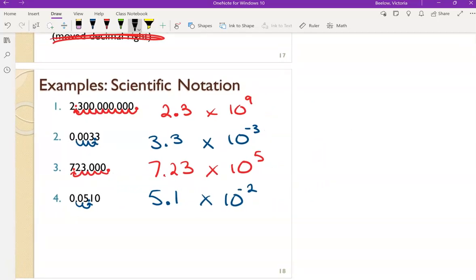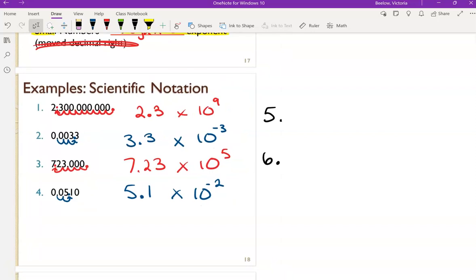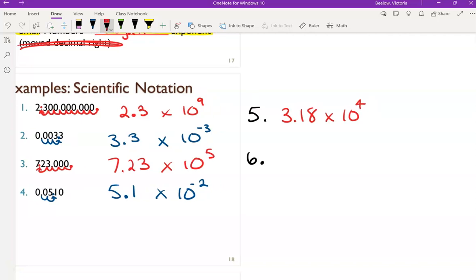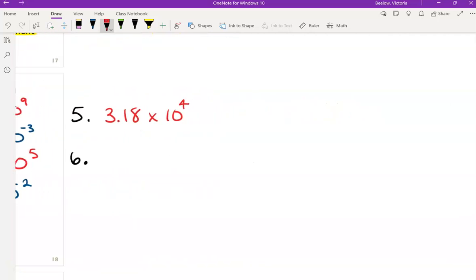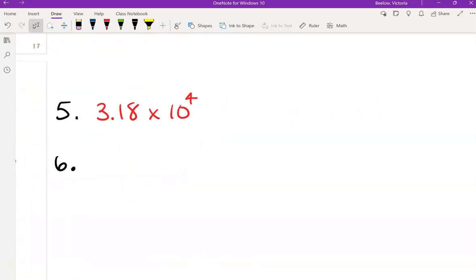I do want to add a couple more example problems here. Okay. So let's say you have something that's already in scientific notation. I'm just going to make up a number to the, let's do 4th. Okay. And let's say you want to get this into like a regular number.